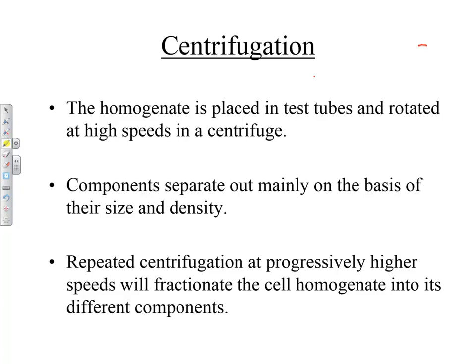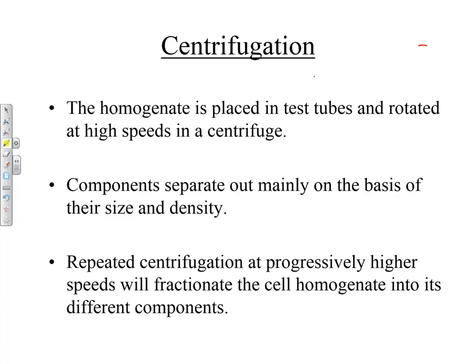So the homogenate is placed in test tubes and it's rotated at very high speeds in a centrifuge. And the components will separate out mainly on the basis of their size and density. Remember mv squared over r or whatever, the forces that are acting. They will separate them out on the basis of their size and density.